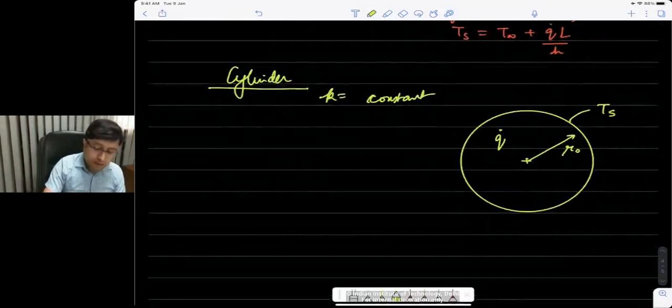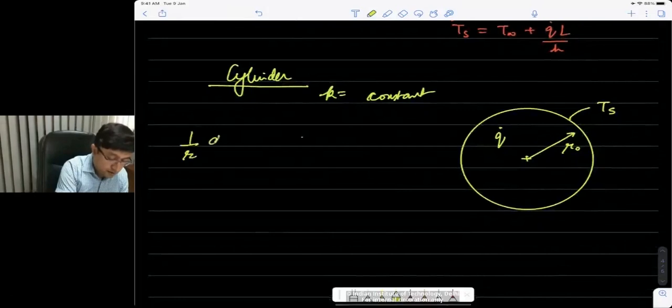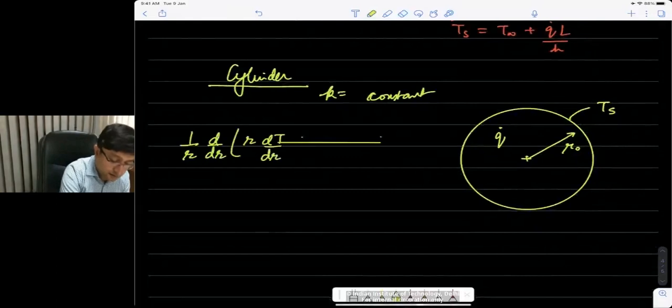So if you look at the governing equation in this case at steady state, we will have 1 by r d by dr of r dT dr. And recall that because I said K is constant, I have pulled out the thermal conductivity from the differential. So plus Q dot by K is 0.